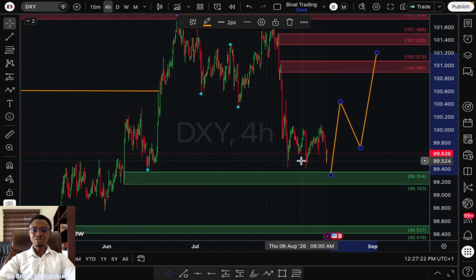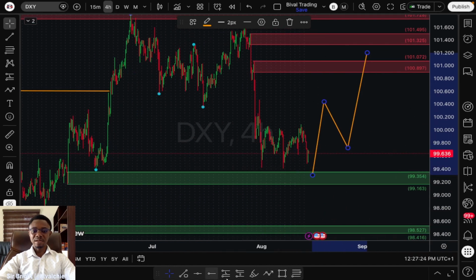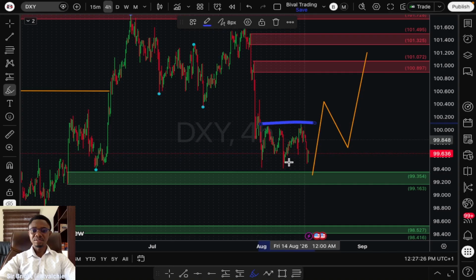Right now, the market is ranging between this high and this low. So what we are waiting to see is a possible breakout either from the upside or the downside to this demand zone. So that's what I'll be watching on dollar index in the coming week.